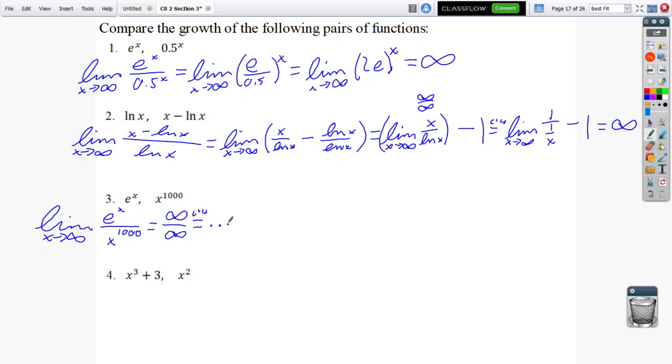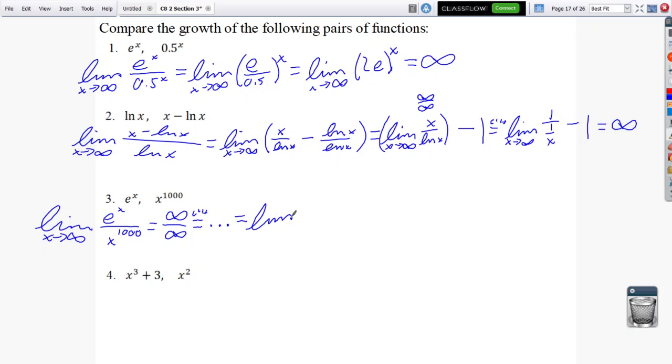Dot, dot, dot is equal to the limit as x approaches infinity. e to the x differentiates to itself those 1,000 times. x to the 1,000th power differentiates to 1,000 factorial. We have infinity over 1,000 factorial.